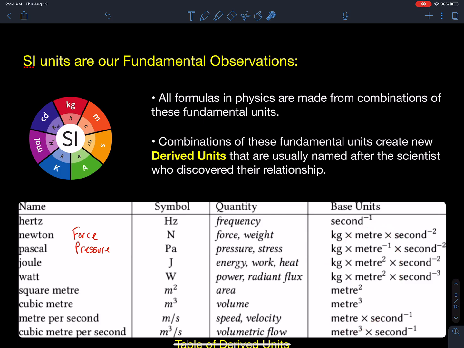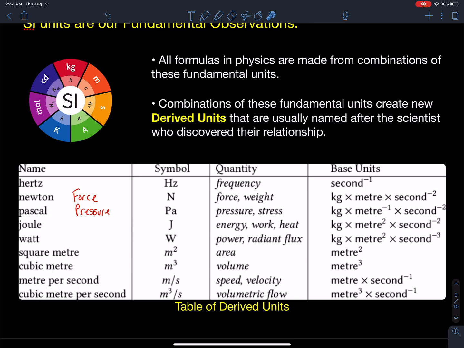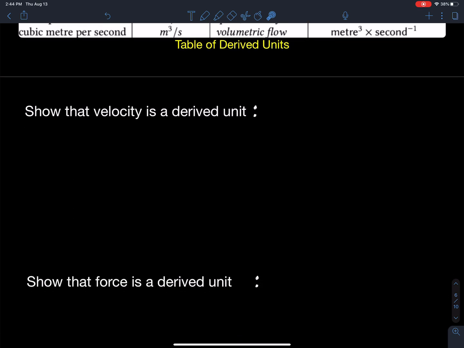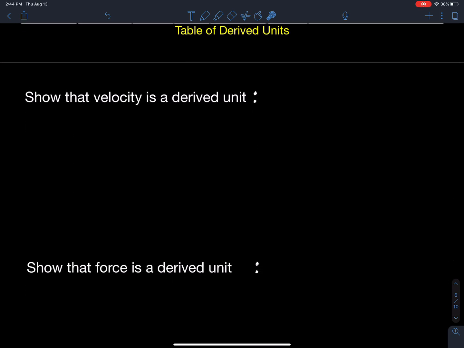Here's just an example of a table that you would have in your textbook for the derived units and the common symbols for those derived units. But you need to know that those derived units come from the fundamental units and the combination thereof. All right, so let's just practice. Show that velocity is a derived unit.